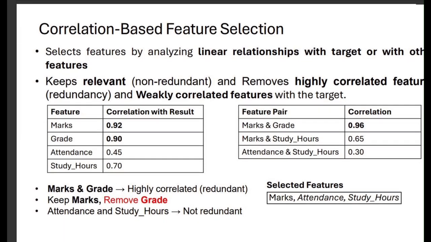When it comes to correlation based feature selection, it selects features by analyzing linear relationships with the target or with other features. It keeps relevant, that means non-redundant, features and removes highly correlated features, that means redundant, and weakly correlated features with the target. Here, marks and grade are highly correlated. As we can see here, the values are approximately the same. So keep marks and remove grade. Attendance and study hours are non-redundant. So selected features are marks, attendance and study hours.